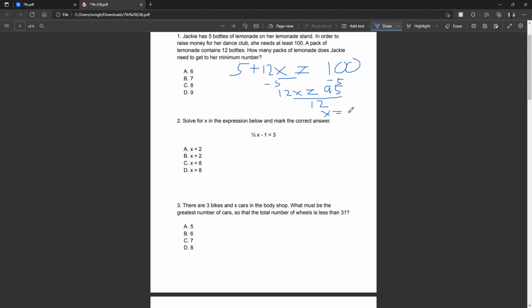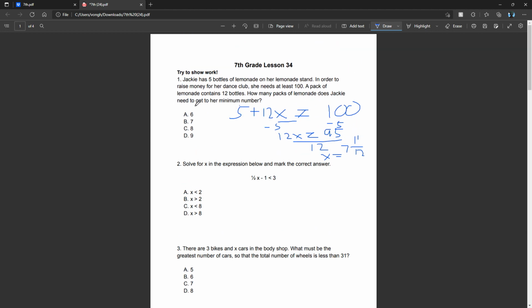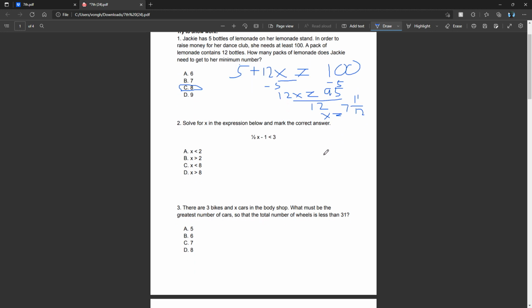And if we divide it, we would get around 7, yeah, 7, and then it's 84, and 95 minus 84 is 11, so you get 11 over 12. So that's the remainder. But we need a whole number, and 7 isn't enough because X has to be at least 7 and 11 twelfths. So our answer would be C, because 8 is just greater than this amount.